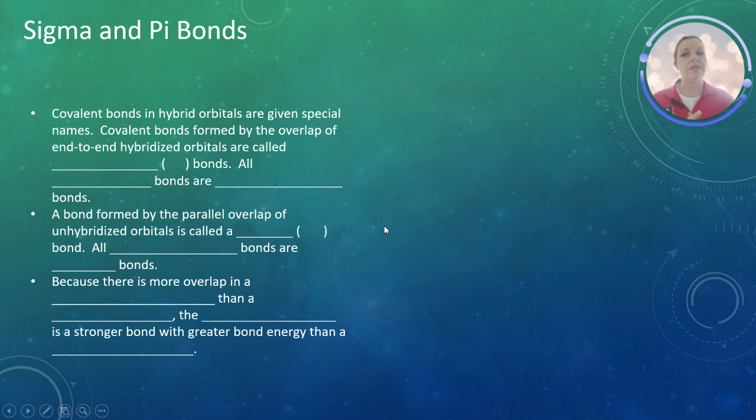So covalent bonds and hybrid orbitals are given special names because of the way that they overlap. Covalent bonds formed by the end-to-end overlap of hybrid orbitals like that are called sigma bonds, and the symbol for that is lowercase sigma. All single bonds and the first bond of a multiple bond are sigma bonds. Bonds formed by the parallel overlap of unhybridized orbitals are called pi bonds. So all multiple bonds contain pi bonds.